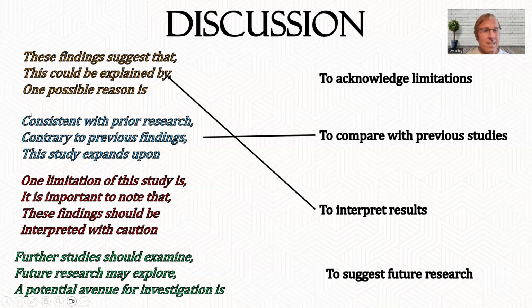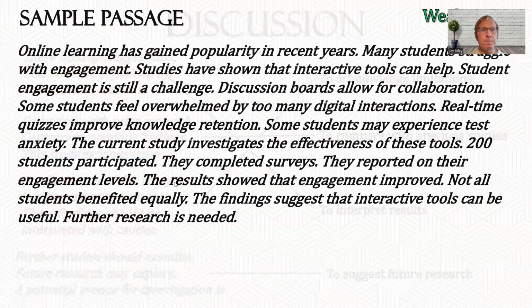Our second set of phrases here, consistent with prior research, contrary to previous research, or this study expands on, we're comparing with previous studies. One limitation of this study, it's important to note that, and these findings should be interpreted with caution. This is all acknowledging limitations. And finally, further studies should examine, future research may explore, and a potential avenue for investigation is. These are all ways we can suggest future research to those who are going to come after us.